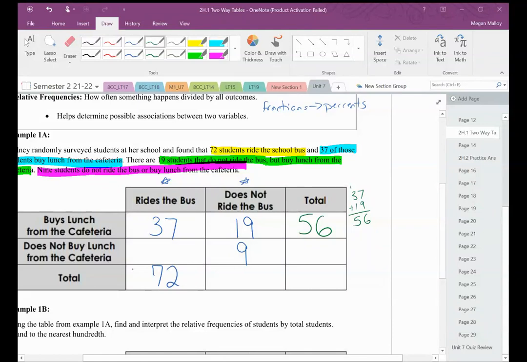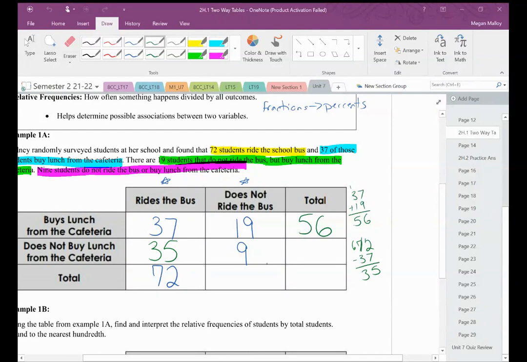Then I can't really do my row for does not buy lunch from the cafeteria. So I'm going to look at the rides the bus column. I know 72 students total ride the bus, and 37 of those buy lunch, which means the remaining do not buy lunch from the cafeteria. So if I do some subtraction, 12 minus 7 is 5, 6 minus 3 is 3. So that means 35 students do not buy lunch at the cafeteria.